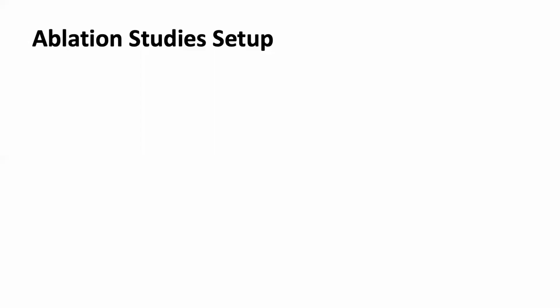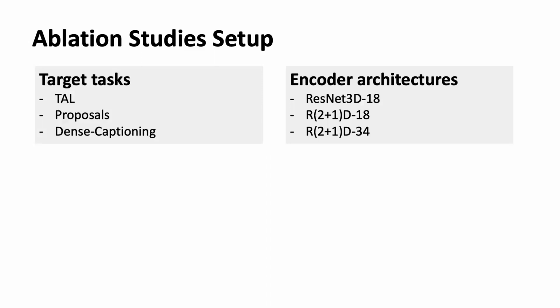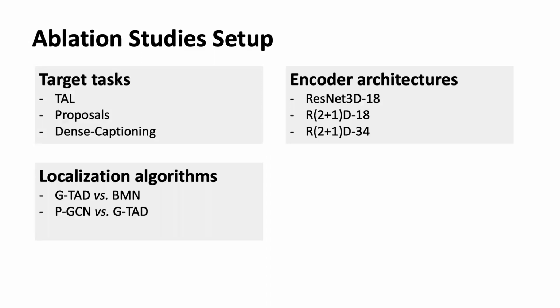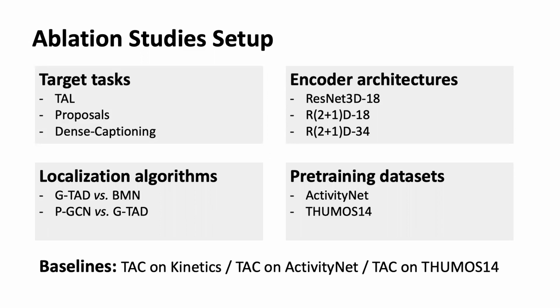We design our ablation studies to examine the generalizability of TSP on 4 dimensions: across different target localization tasks, using different encoder architectures, with different localization algorithms, and pre-training datasets. We compare against 3 TAC pre-training baselines: TAC on Kinetics, on ActivityNet, and on THUMOS14.